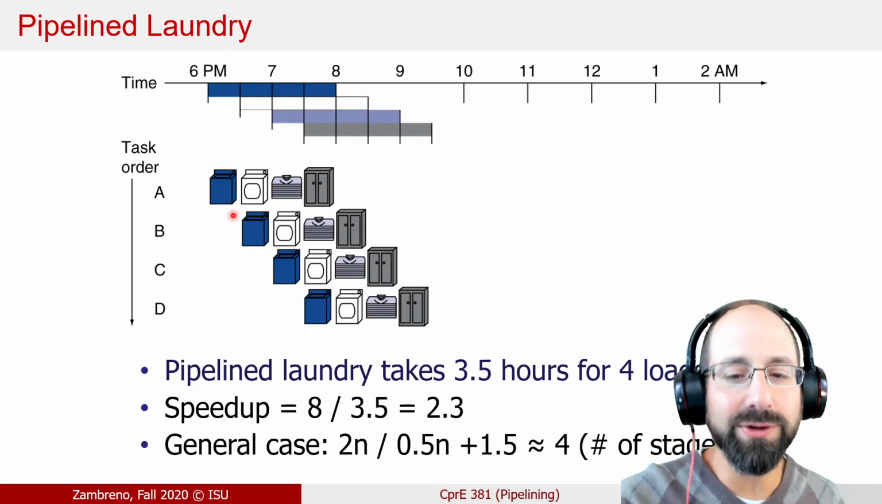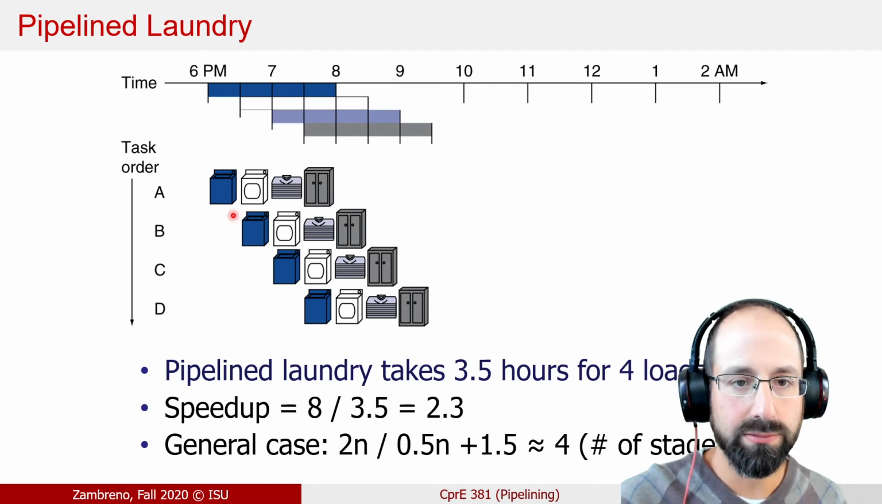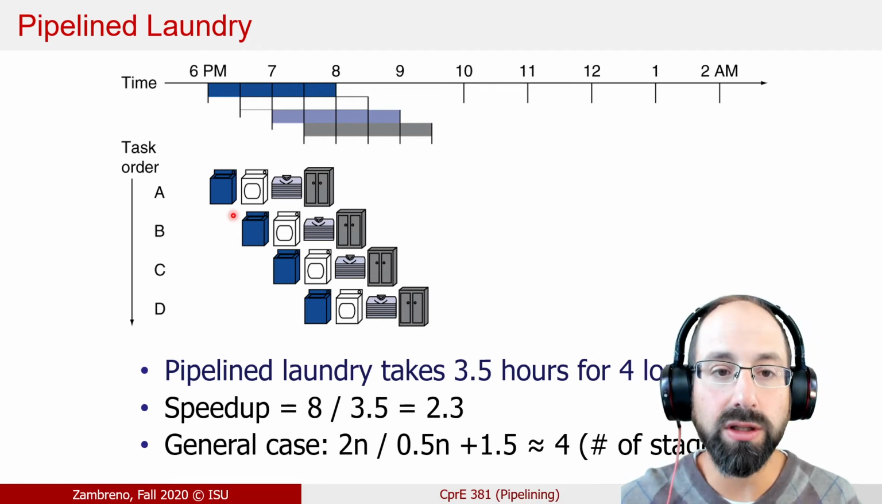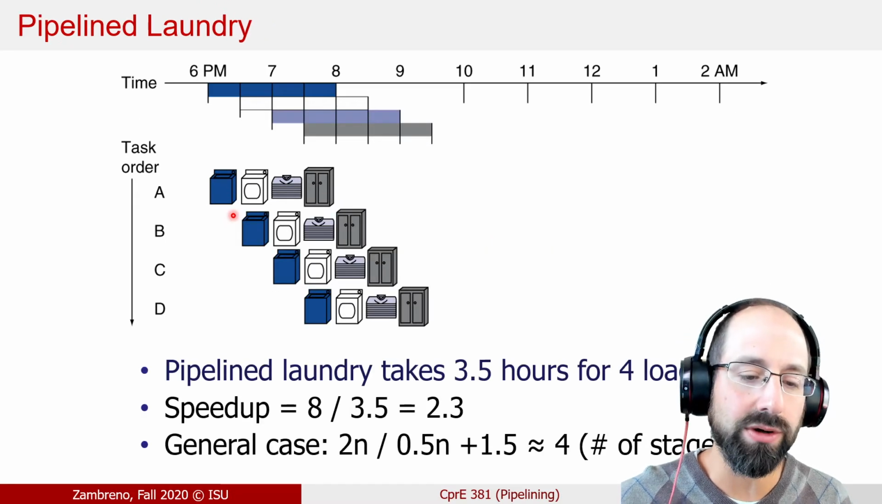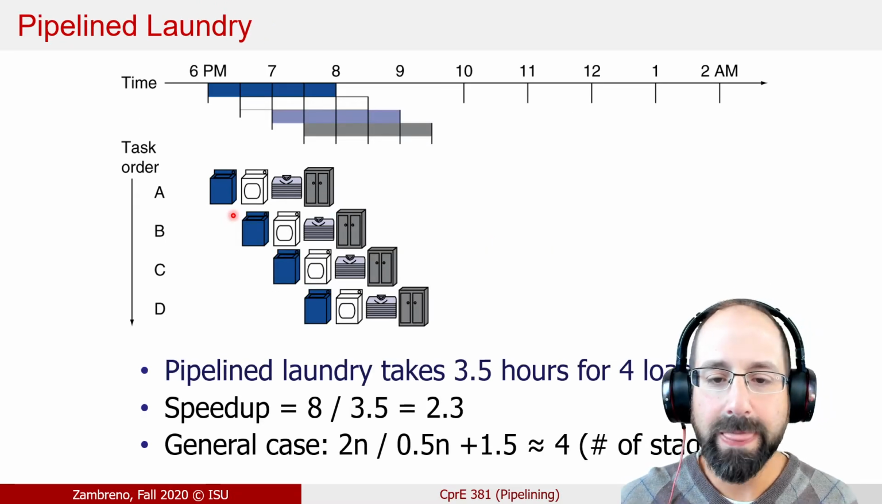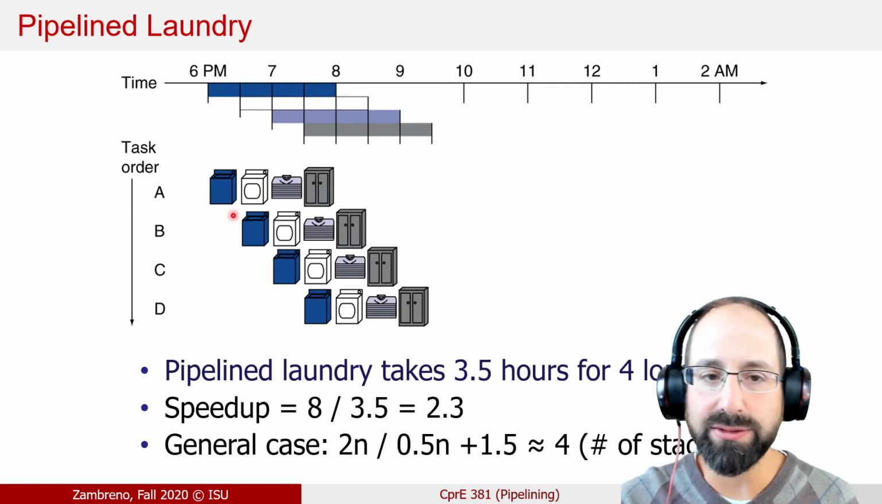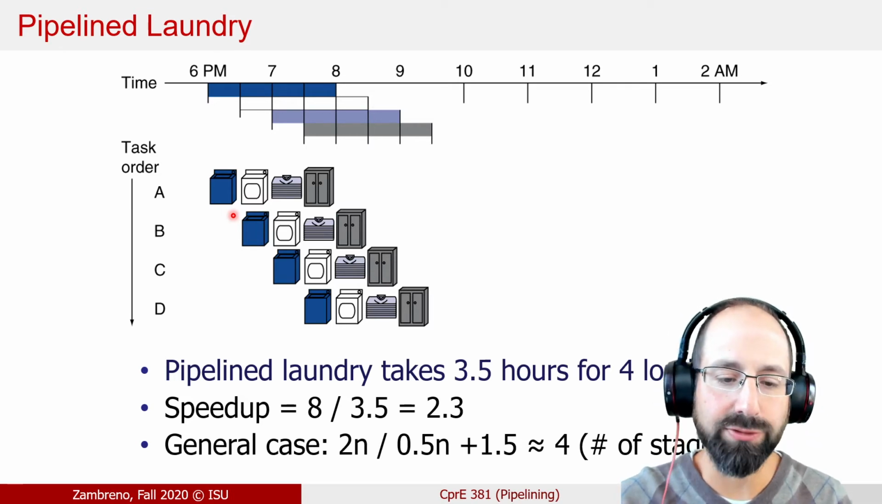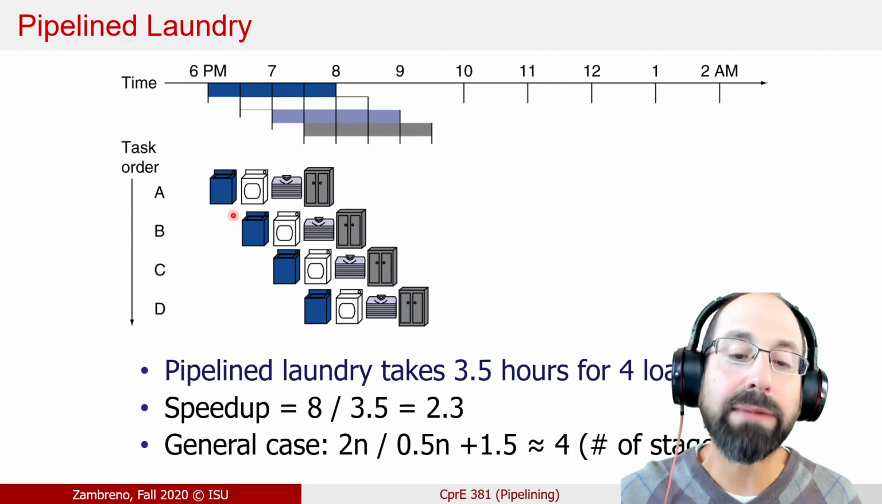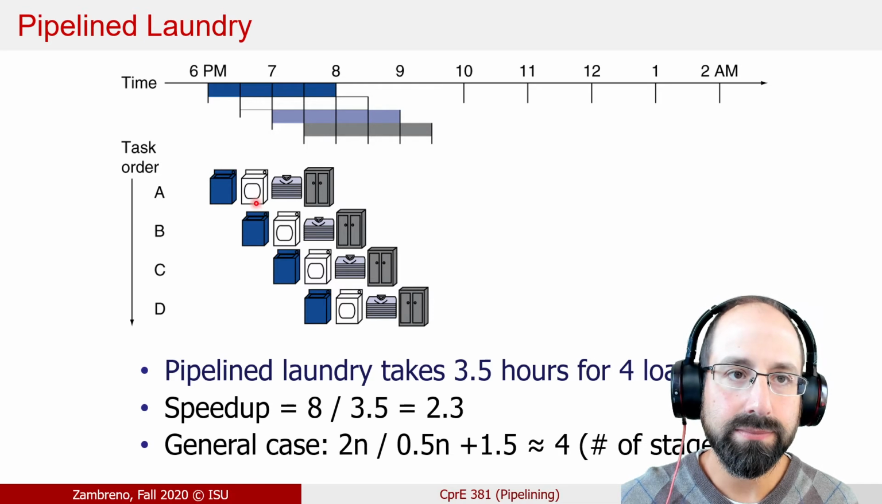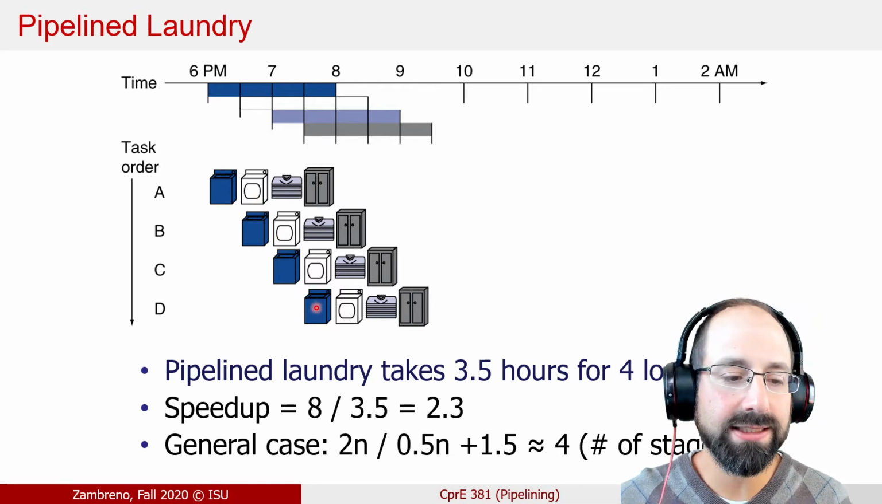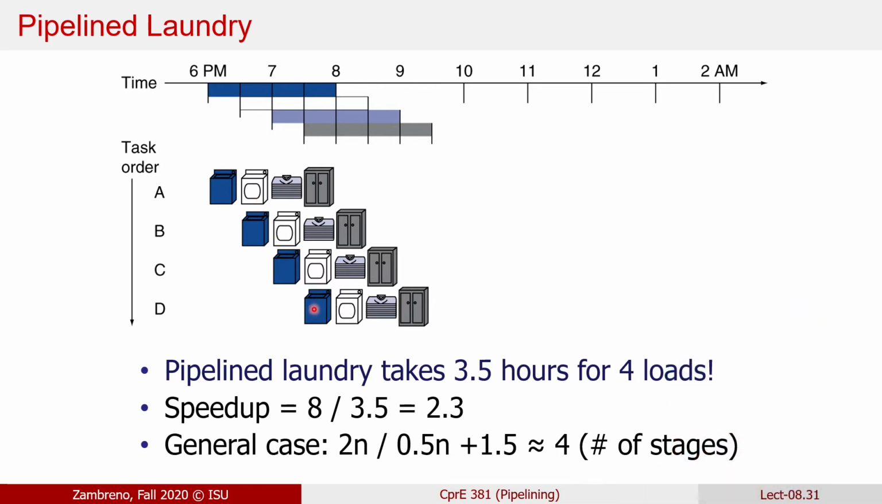Whereas in the sequential version, it takes a full 8 hours for those four loads, each of them taking 2 hours. For the pipeline version, we can see it's taking significantly less, right? 3.5 hours for that same amount of work that's getting done because of that overlapping in time. Because those functional units are independent of each other, we're able to get it done with much less total latency.